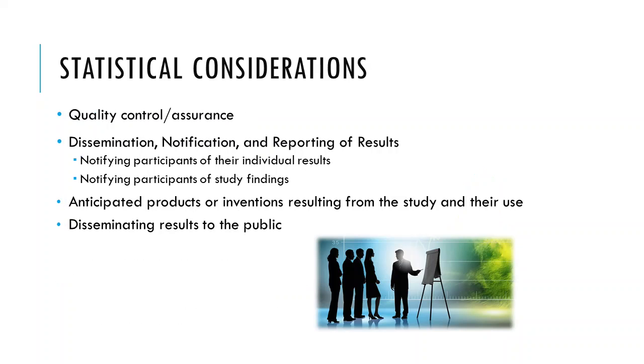And finally, quality control and assurance. So we're going to write into our statistical considerations how we're going to assure quality, how we're going to disseminate or report results. So we want to, in our protocol, reflect if we're notifying participants of their individual results, and then how we're going to disseminate those results, kind of what our end game is for the results.